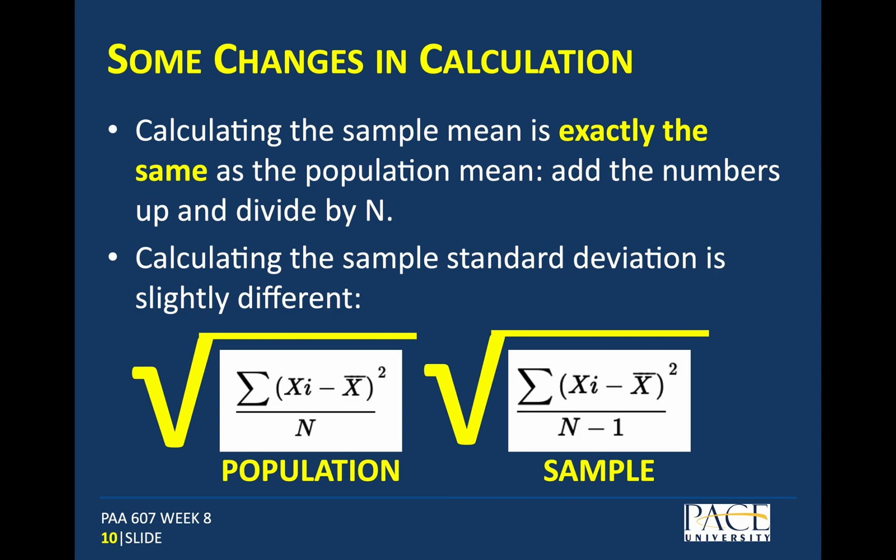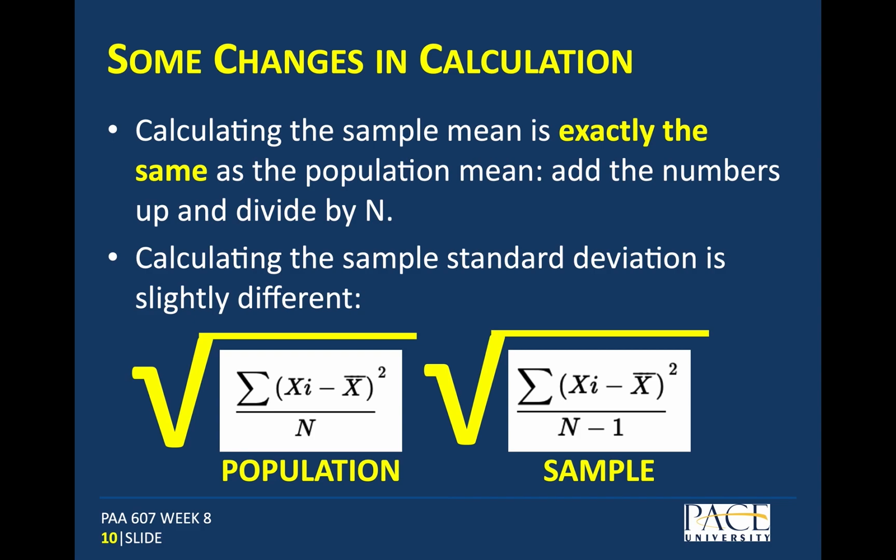Now, in addition to some changes in the way that we write population versus sample, we also have some changes in the way that we calculate measures for population versus sample. Now, first things first, calculating the sample mean is exactly the same as calculating the population mean. There's no change at all. All we do is we add up the numbers we have, and we divide that total by the number of numbers we have. Simple as that. It doesn't change at all.